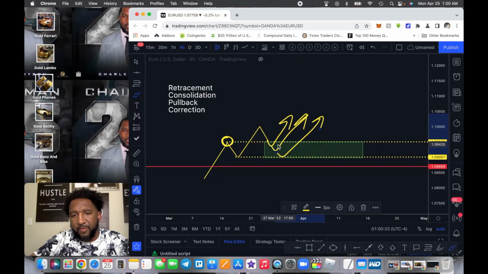Now, sometimes they'll even go lower than that, right? Sometimes they'll go even lower than this particular area because, once again, there's no rule that says the market has to absolutely stop at that level.